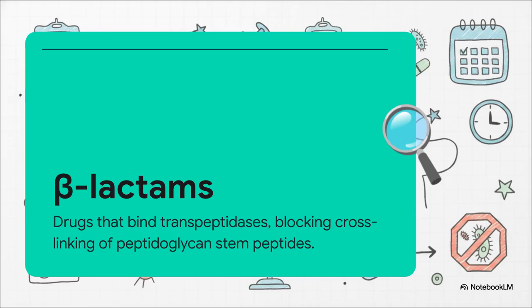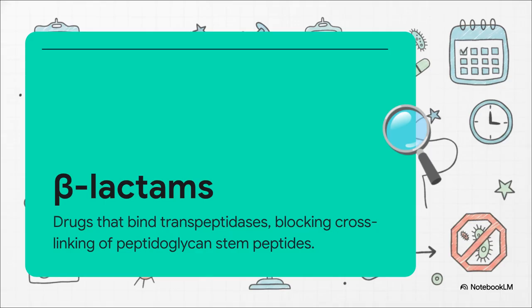These weapons, your penicillins, cephalosporins, and carbapenems, work by fatally sabotaging the bacteria's structural integrity. How? Well, beta-lactams bind directly to transpeptidases, which you might know as penicillin-binding proteins. This blocks the vital cross-linking of peptidoglycan stem peptides, which triggers bacterial autolysins that basically cause the cell to self-destruct.